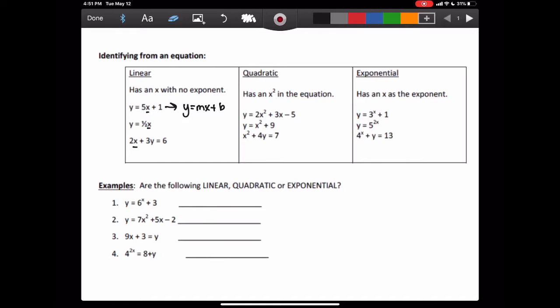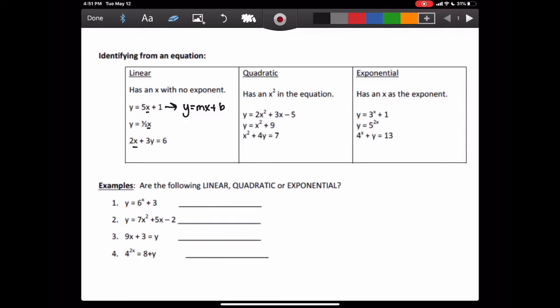Now, what makes quadratic quadratic is going to be that squared. X squared is what makes it quadratic. If you have a square in the problem, you have a quadratic function. If you take that square away, you're going to be right back at a linear function.